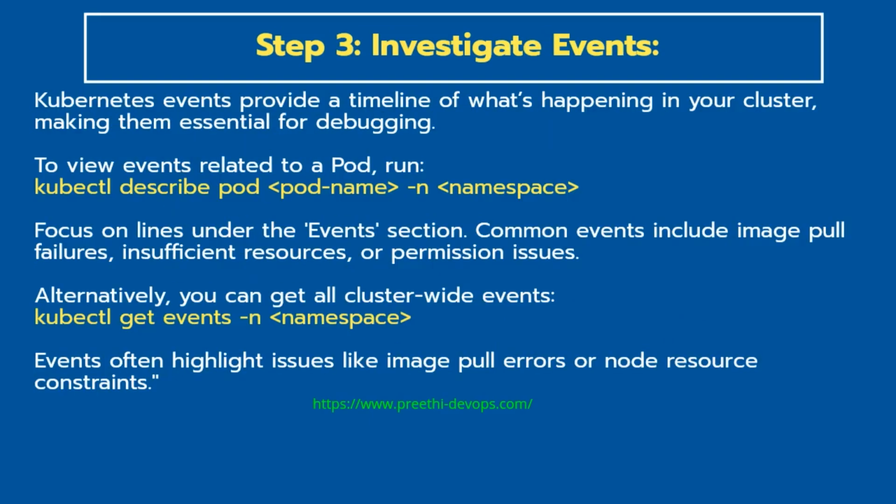Step 3. Investigate events. Kubernetes events provide a timeline of what's happening in your cluster, making them essential for debugging. To view events related to a pod, run kubectl describe pod podname -n namespace. Focus on lines under the events section. Common events include image pull failures, insufficient resources, or permission issues.